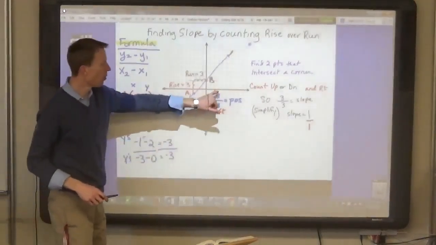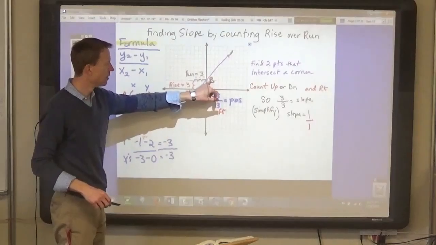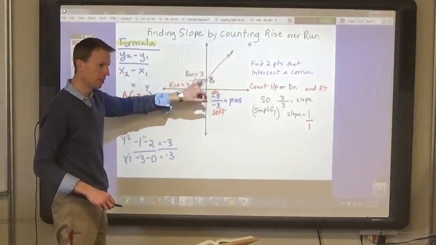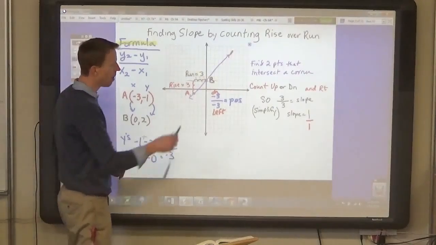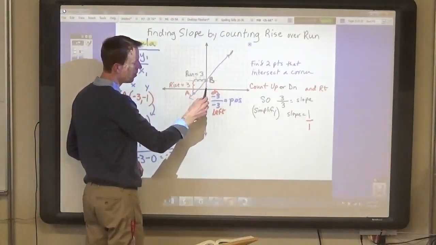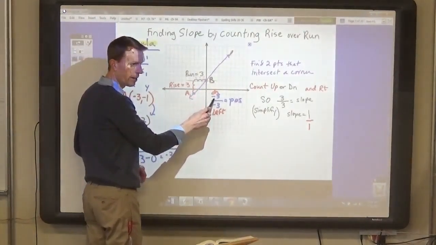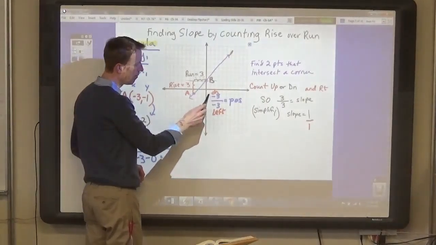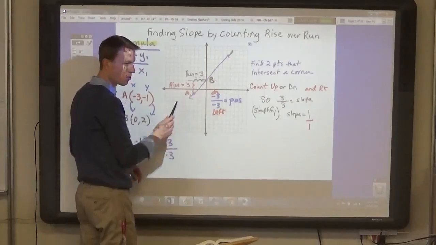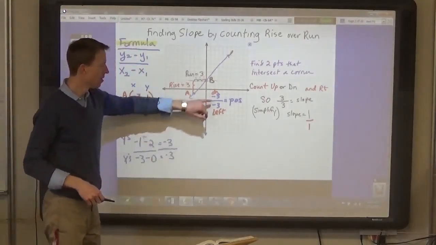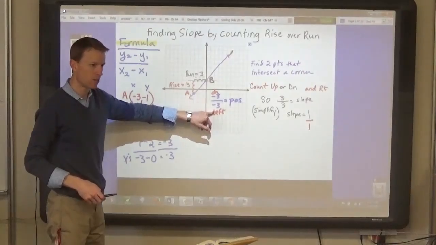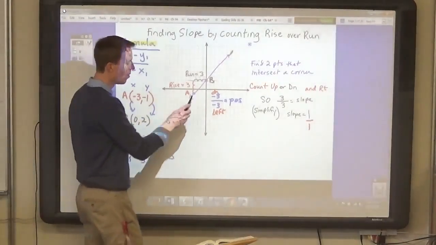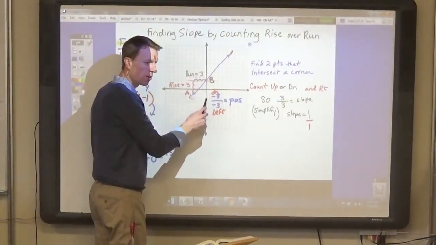Now, I also point out here that you can count down and to the left to get to the same points. It's like stairs. Remember, if you're counting down, 1, 2, 3, that's a negative 3. And from there, if you're counting to the left, 1, 2, 3, that's also negative 3. So it looks something like this. And negative over negative is positive also. You get the same slope, whether you count up and to the right or down and to the left.